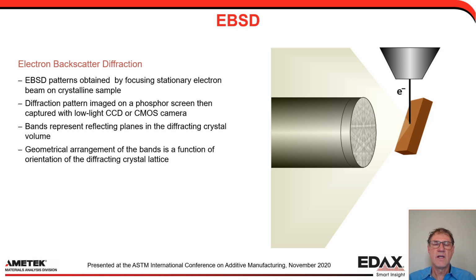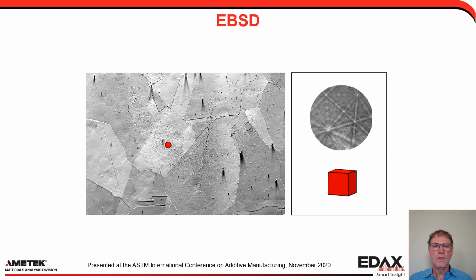So EBSD is done in the scanning electron microscope. When the electron beam is focused on a grain in the microstructure, you get a diffraction pattern that looks like you see there on a phosphor screen. It is captured with a low-light CCD, or today more commonly CMOS cameras. And the bands in that pattern represent reflecting planes in the interaction volume in the diffracting crystal. And so the arrangement of those bands tells us something about the orientation of the crystal as well as the phase.